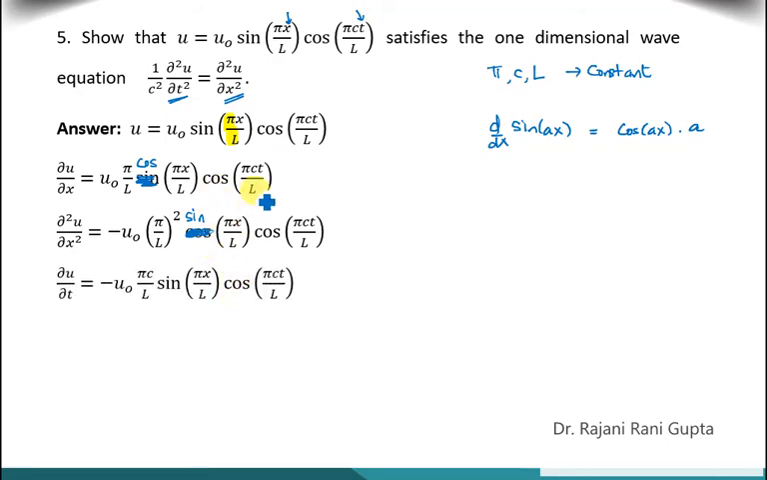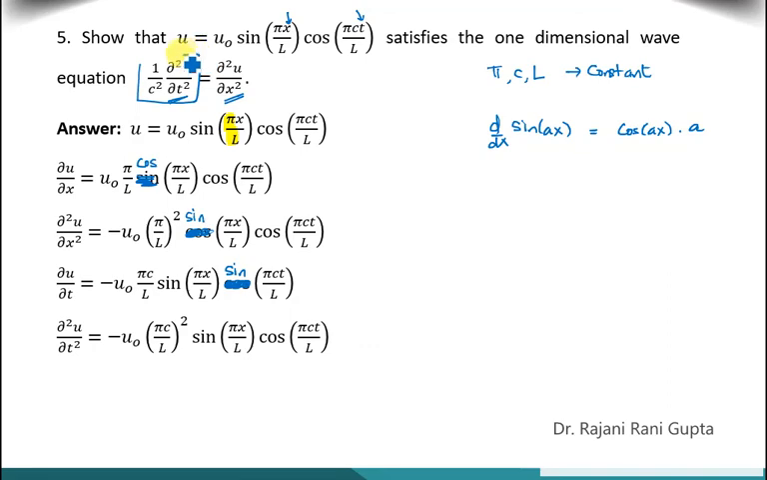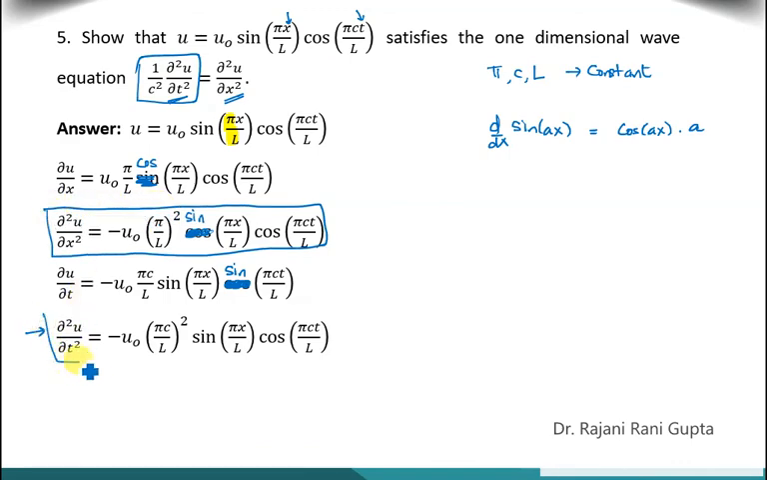Now when we differentiate with respect to t, we are differentiating the second term. So the derivative of cos will become minus sine, and here the derivative of sine will become cosine. So we got these two terms. Now let's come to the left side. This is your left side. We have to multiply 1 over c square with the second derivative with respect to t, meaning this one. So for the equation, we need only this term, this one and this one.